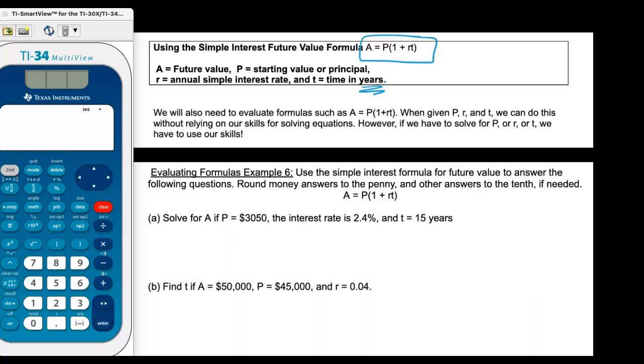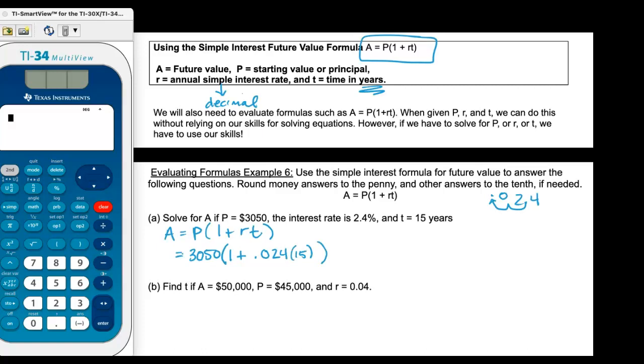So we're given the formula, and I'm going to write it down again. So A equals P times 1 plus RT, and I'm going to plug in what I know. So we're told P is $3,050. 1 plus, the rate is 2.4%. So just like that last formula, the rate needs to be as a decimal when you plug it into the formula. So 2.4%, I move that decimal 2 places to the left, and I get 0.024. So 0.024, and then time is 15 years. So I say times 15.